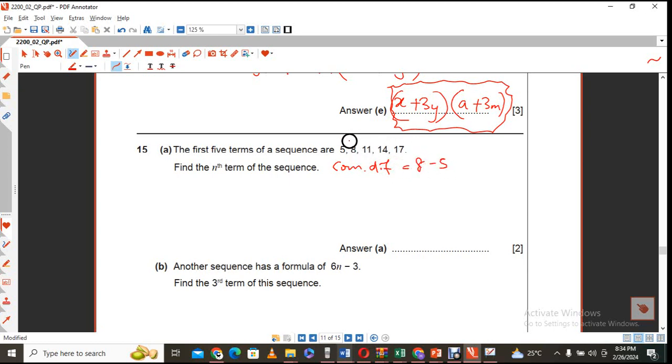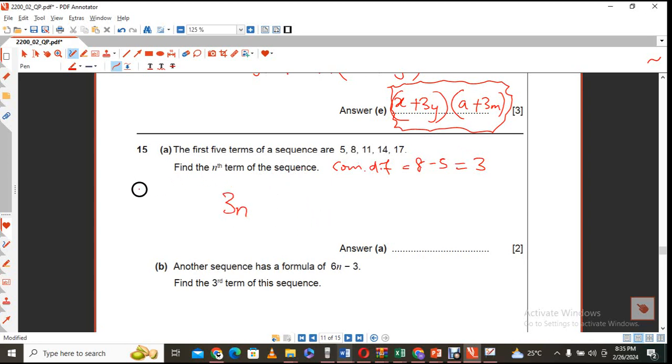Okay, you take the second minus the first, or the third minus the second. Okay, and when you do that, you're going to get, okay, wait a minute, 8 minus 5, it's 3. So there's a common difference every time, you add 3. So you go ahead and you write 3n. That's the first thing you do.